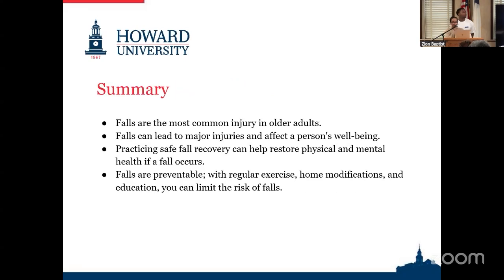Alrighty, so we have made it to the end of our presentation. Some key things we want you to take away are that falls are the most common injury in older adults, but like we have mentioned, they are preventable. Falls can lead to major injuries and affect your mental health and your confidence. But practicing safe fall recovery and having an exercise program is good to help restore your physical and mental health if a fall does occur. And I'm going to drive it home once again, falls are preventable. With regular exercise, home modifications, and education, you can limit your risk of falls. Do you guys have any questions?